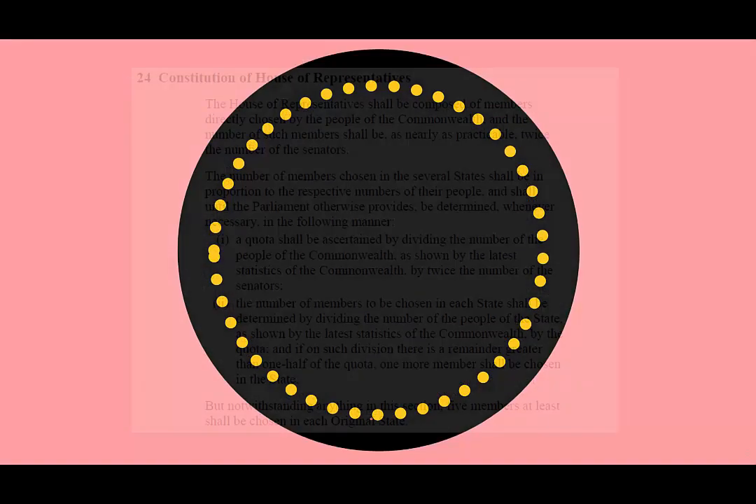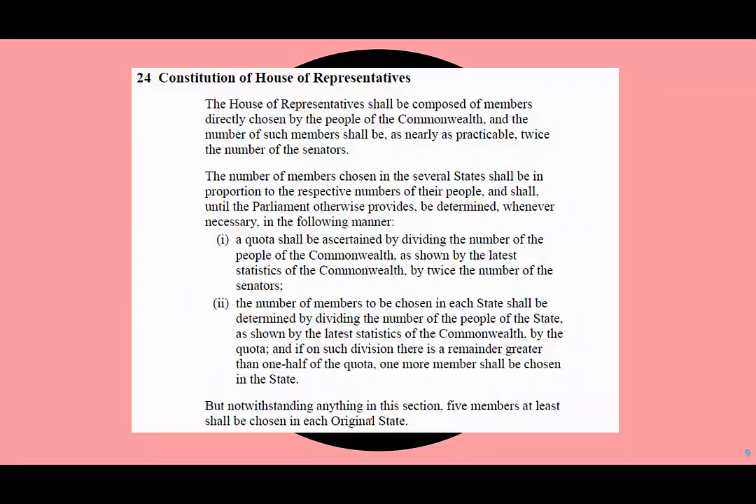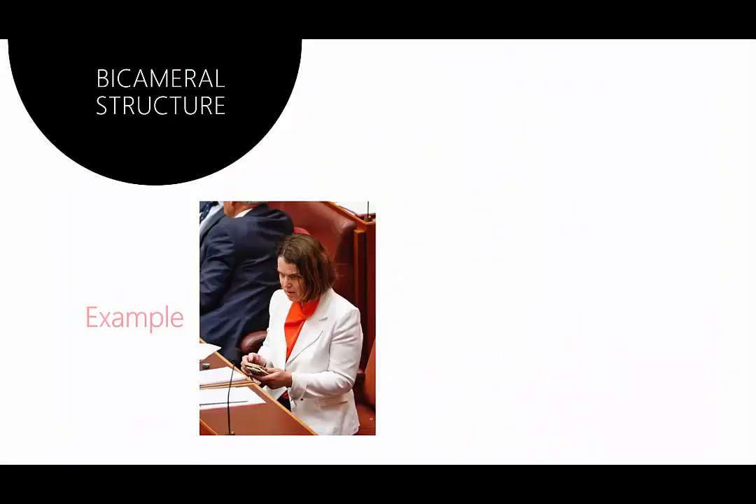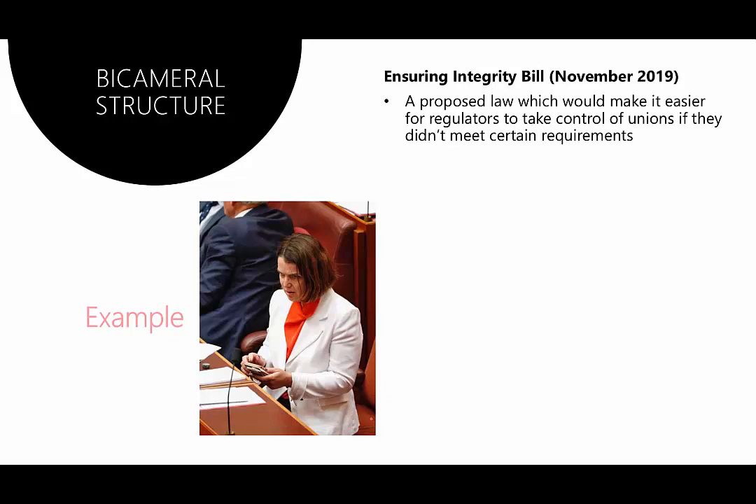So in terms of applying this key content, we've got this example here. In November 2019, last year, the Government of Australia wanted to pass a law called the Ensuring Integrity Bill. The whole idea of this law was that it would basically make it easier for regulators to take control of unions if they didn't meet certain requirements. So some really, really quick background.